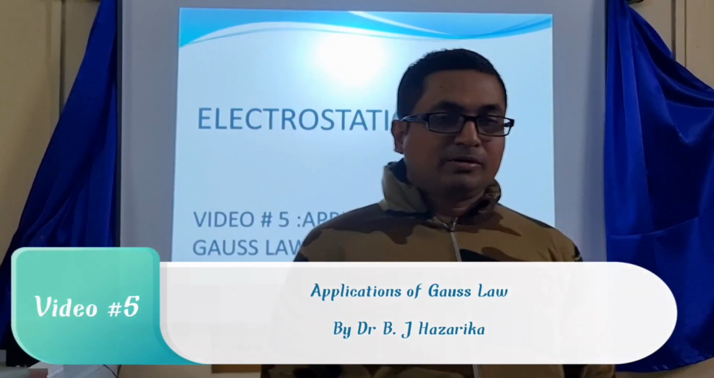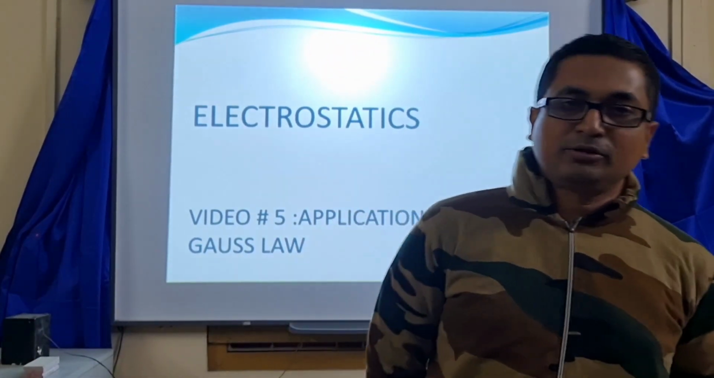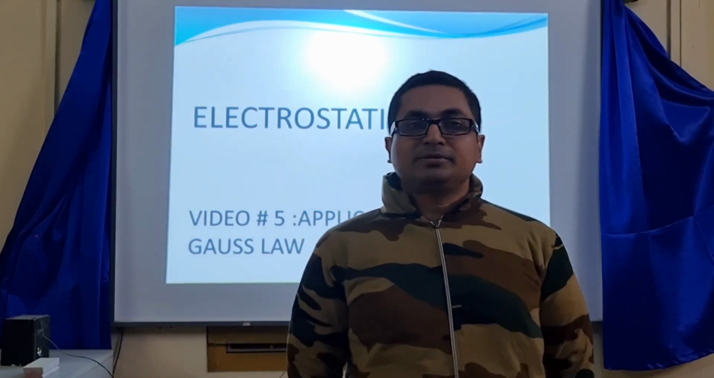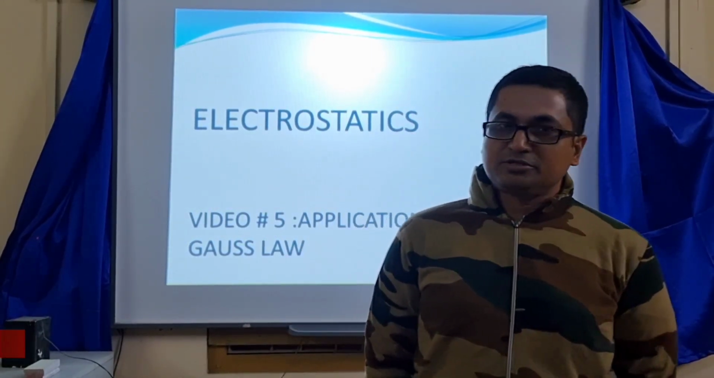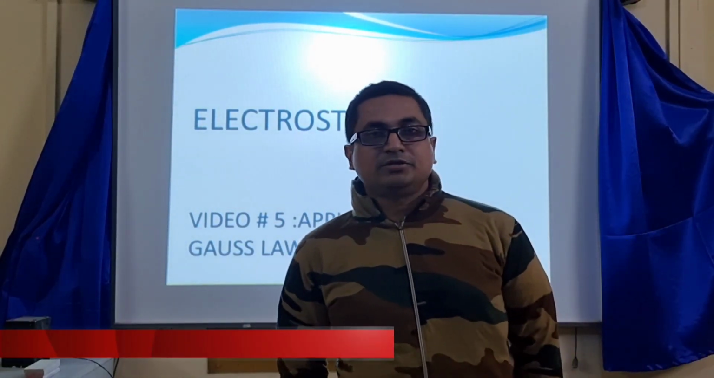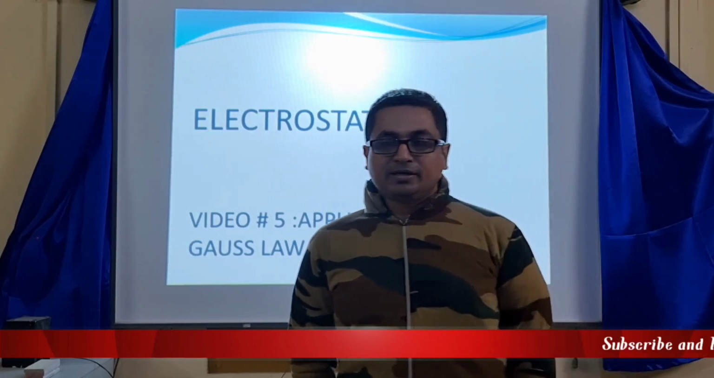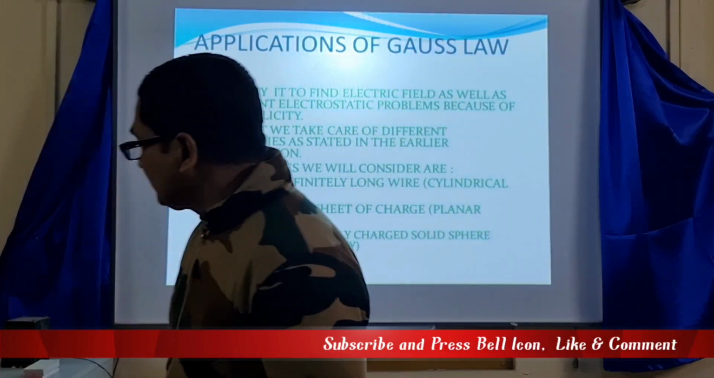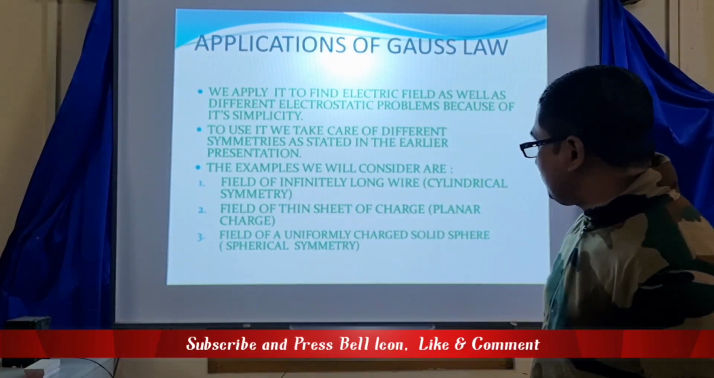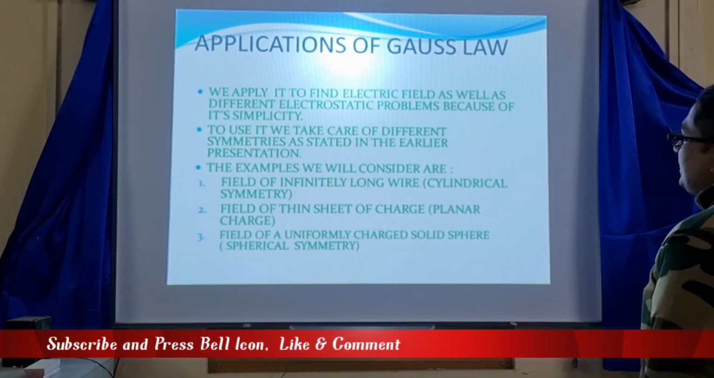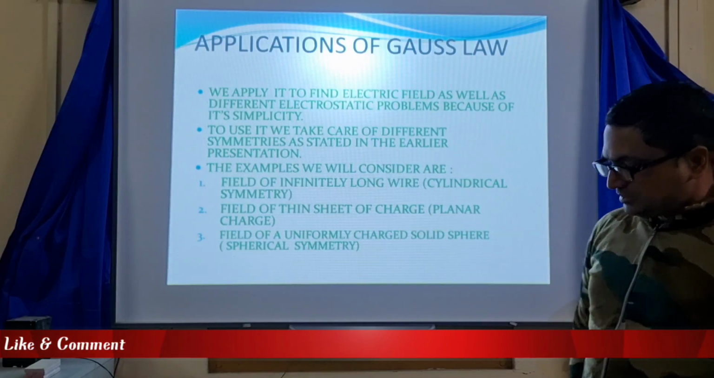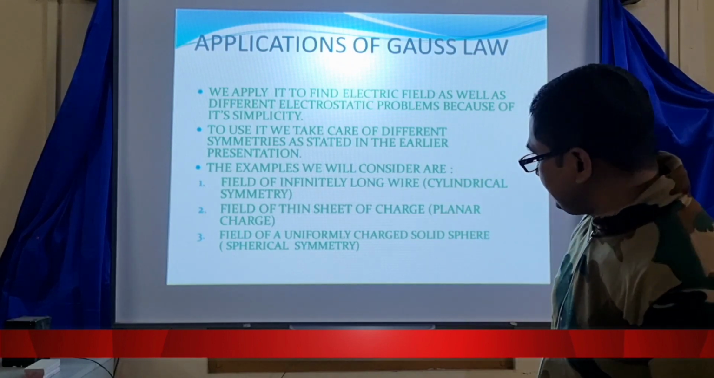Already we have spoken about Gauss Law, derived the law or established the law, and also have defined what a Gaussian surface is and also different types of continuous charge distributions. Having all these ideas, we can now proceed to apply the Gauss Law in different situations, to find the electric field and take care of different symmetries that were presented in the representations.